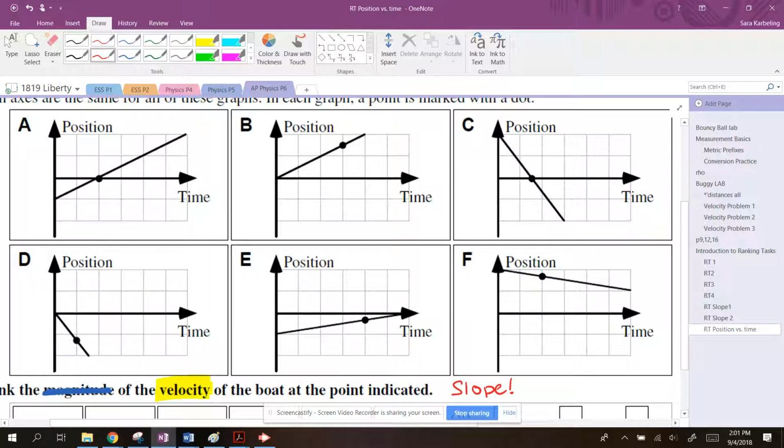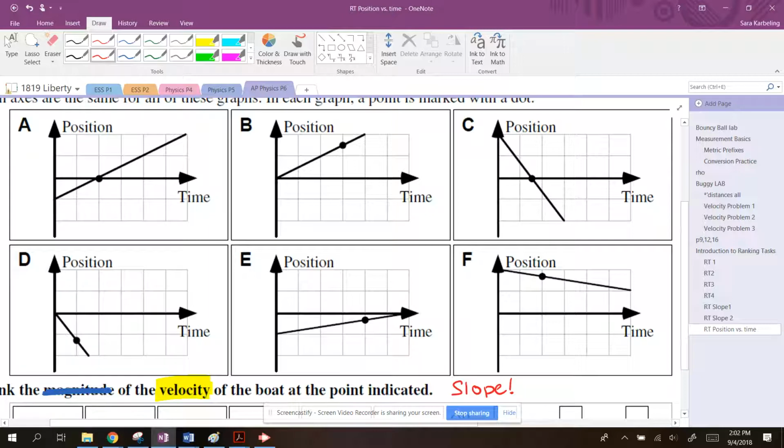All right, are you ready? Or you need some help? Got this. Let's talk about this first one. Let's talk about A. We're looking for the slope, right? So let's look at A.